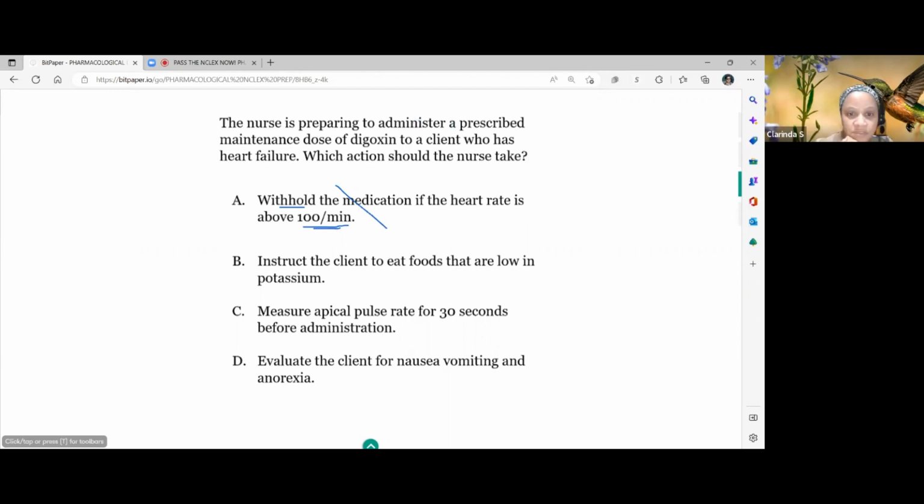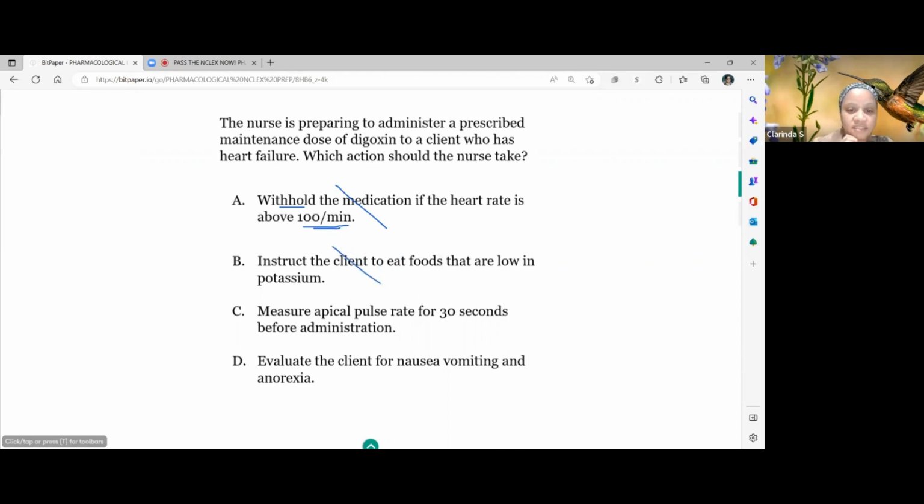All right, how about option B? Should we teach our patient to eat foods low in potassium? Is that a good nursing action? All right, good. Let it go. Awesome. No, yeah, we want them to have enough potassium on board. Very good. All right, so we're not going to instruct them to eat foods low in potassium. We're going to get rid of that. Hypokalemia, yes, can cause toxicity. It will increase the risk of digoxin toxicity. Very good. So we're going to get rid of that one.